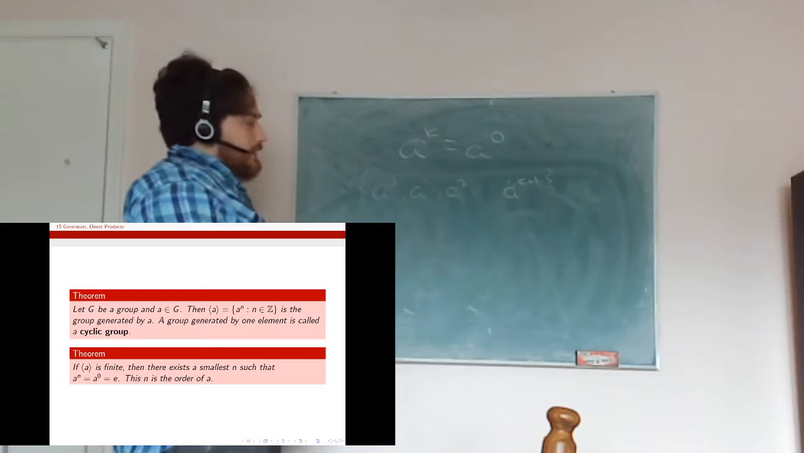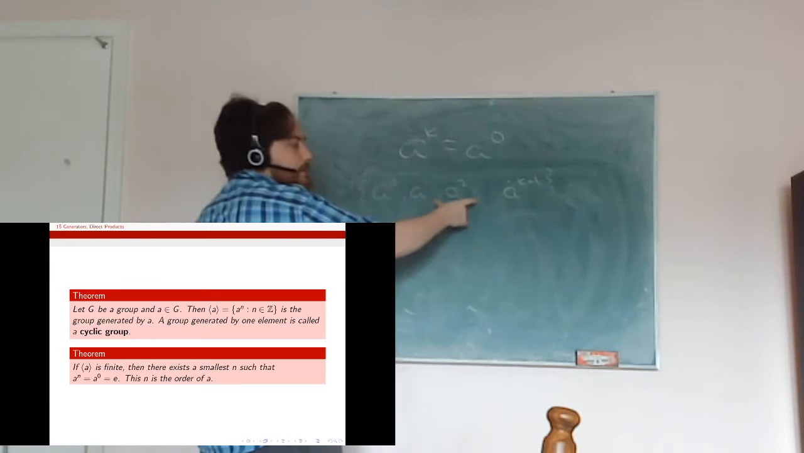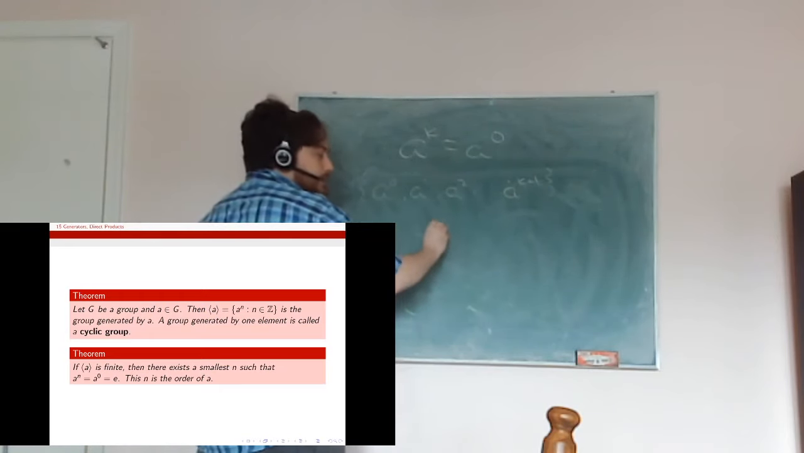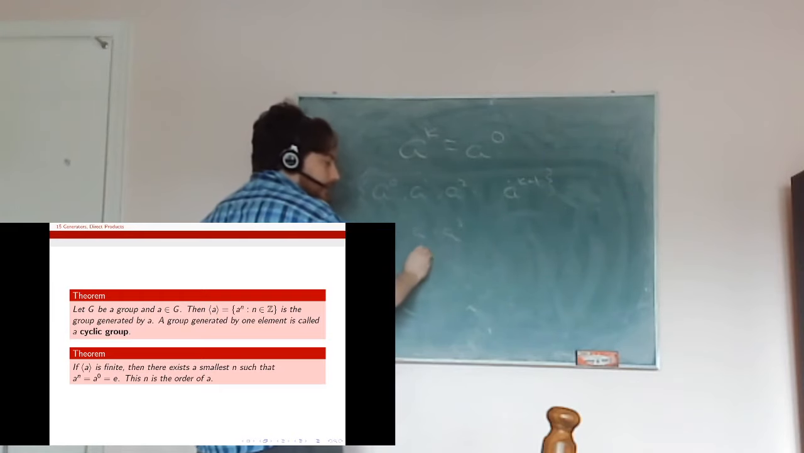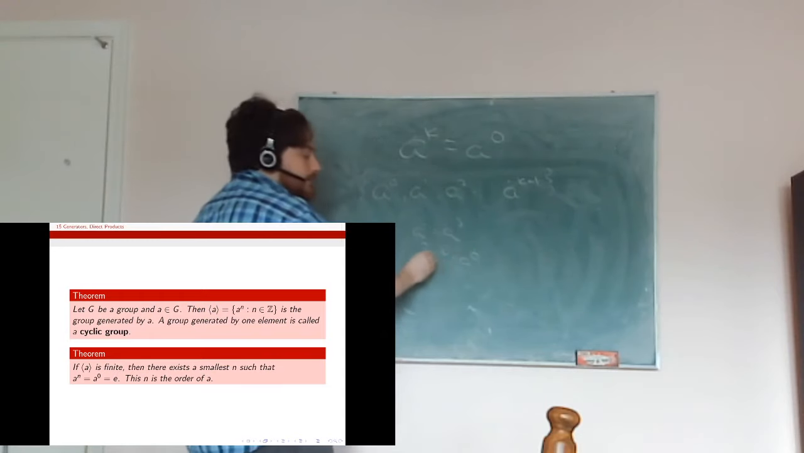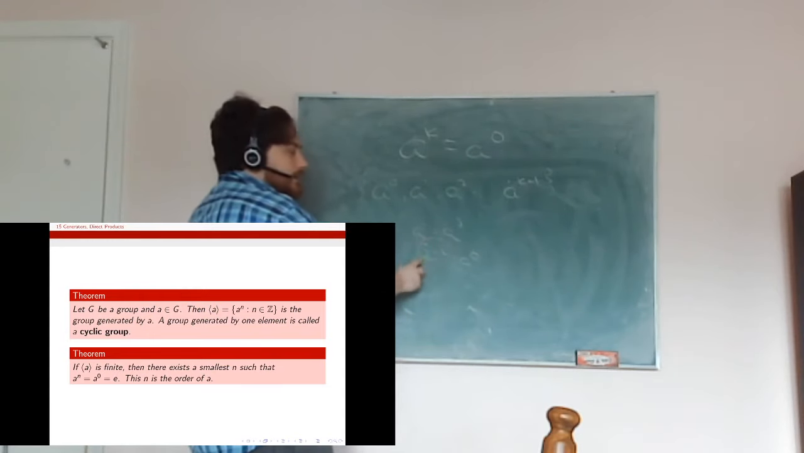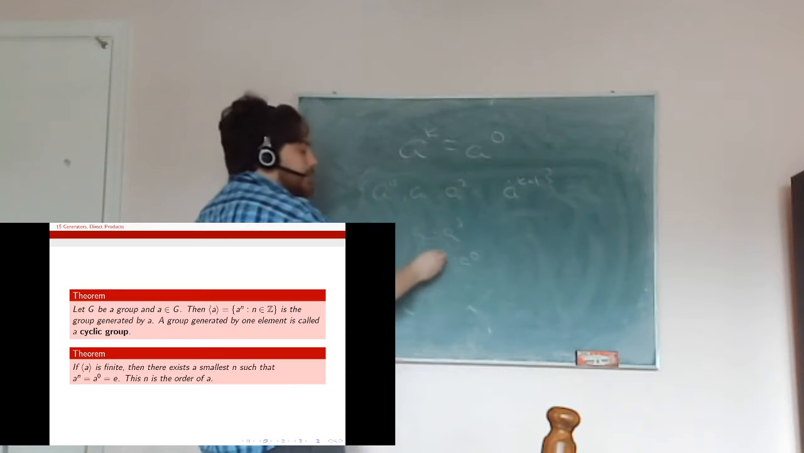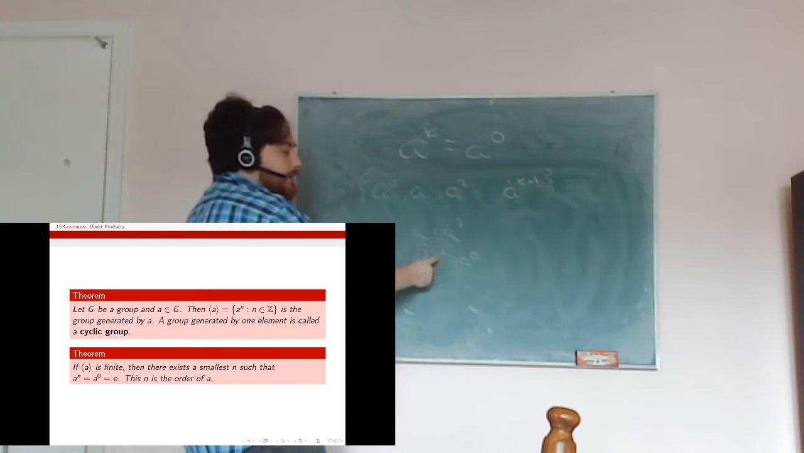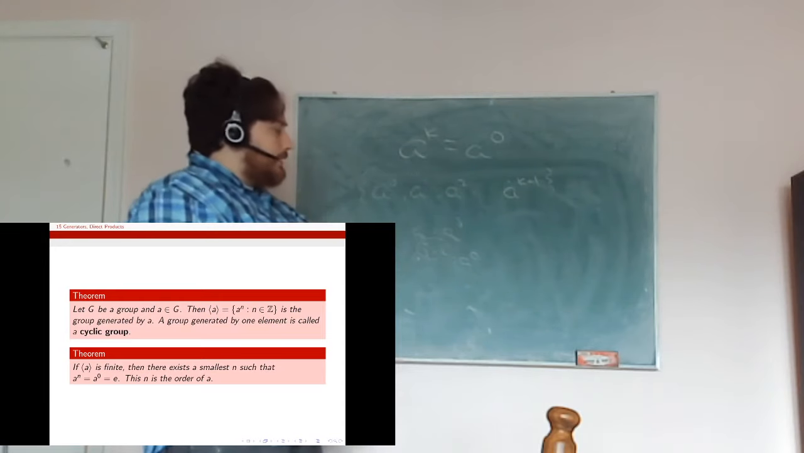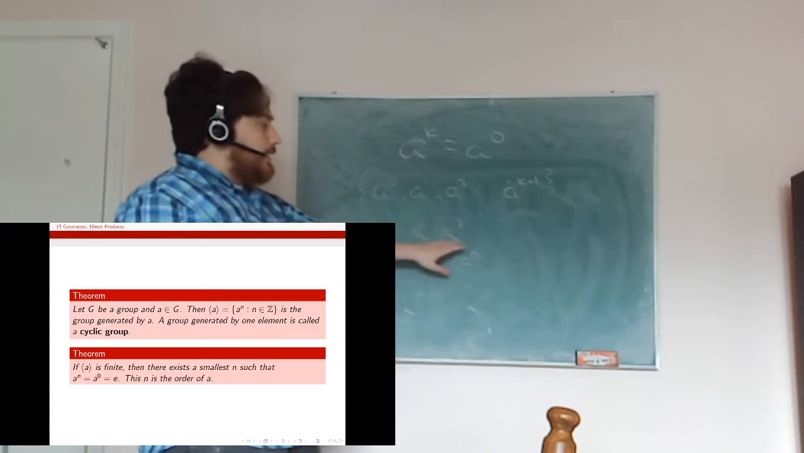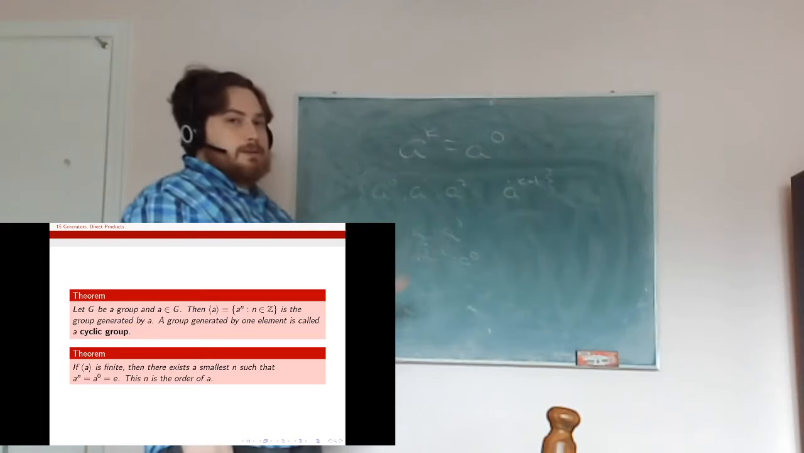because if, say, some other ones were equal, a to the i is equal to a to the j, then a to the j minus i is equal to a to the 0. But I said that k was the smallest one, therefore j minus i would be smaller than k, therefore it would have to be equal to 0, therefore i would have to be equal to j. So the only way a to the i is equal to a to the j is if i is equal to j.